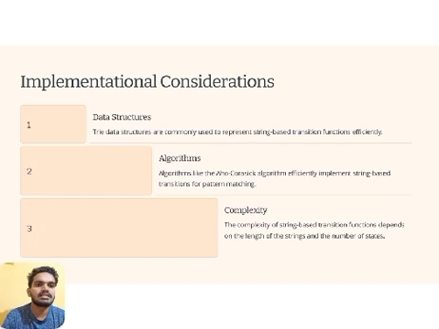Implementation considerations. Data structures. Trie data structures are commonly used to represent string based transition functions efficiently. Algorithms like the Aho-Corasick algorithm efficiently implement string based transitions for pattern matching. Complexity. The complexity of string based transition functions depends on the length of the strings and the number of states.